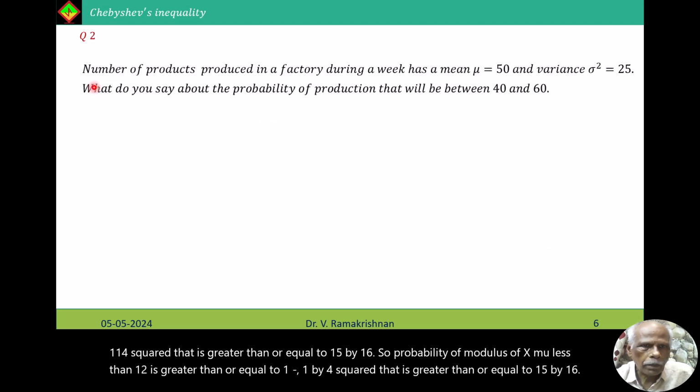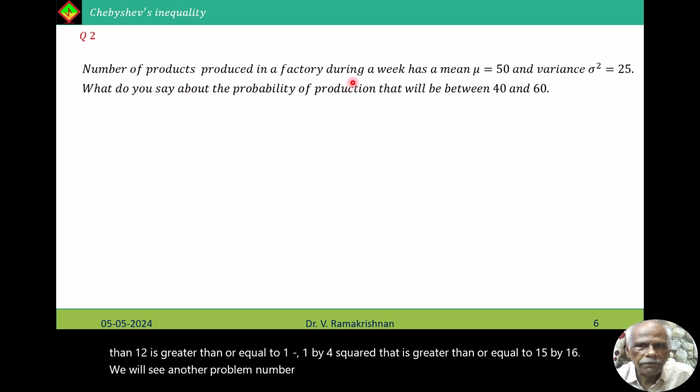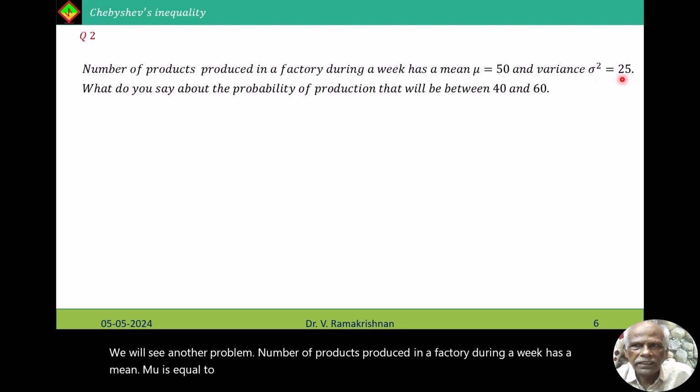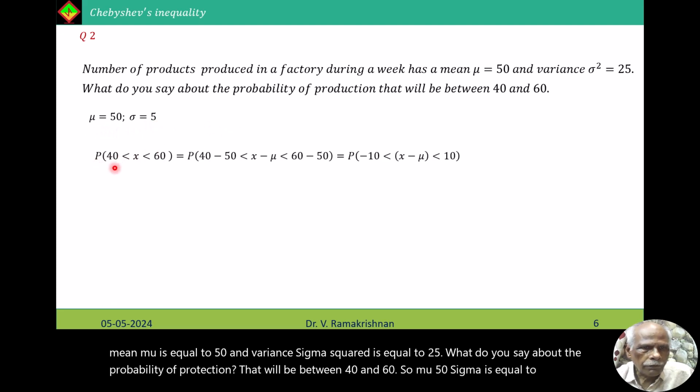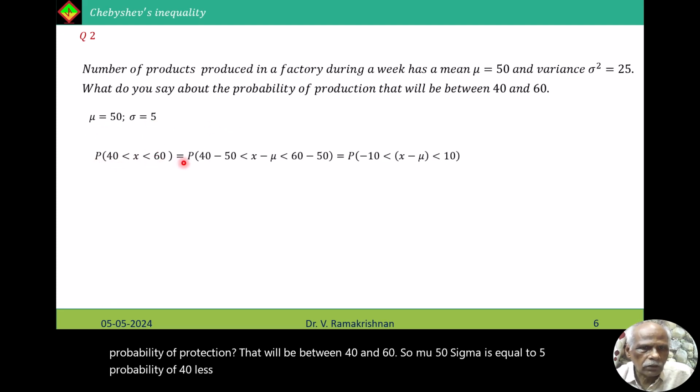We'll see another problem. The number of products produced in a factory during a week has a mean mu equal to 50 and variance sigma squared equal to 25. What do you say about the probability of production that will be between 40 and 60? So mu is equal to 50, sigma is equal to 5. Probability of 40 less than x less than 60 is equal to, as usual, we will subtract the mean 50 from all the values. 40 minus 50 is minus 10, x minus mu, less than 60 minus 50 is 10.